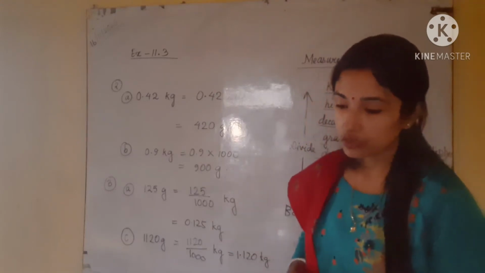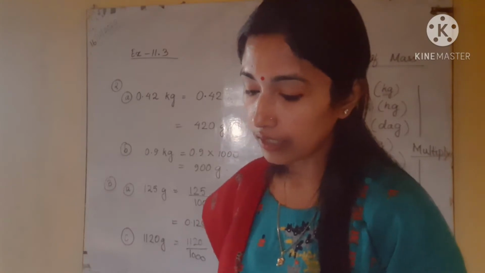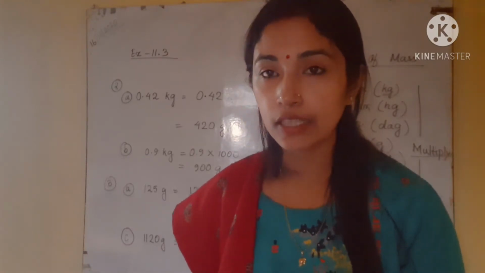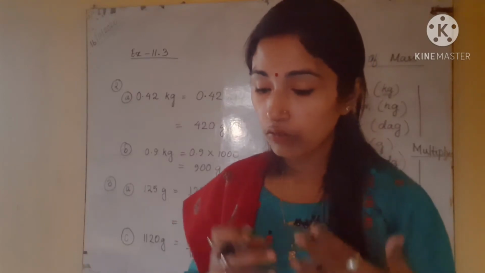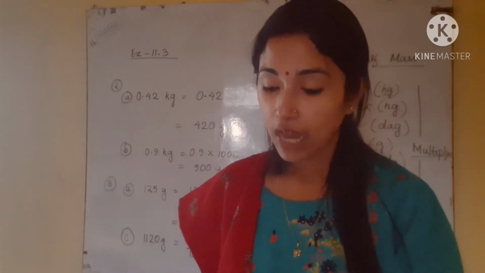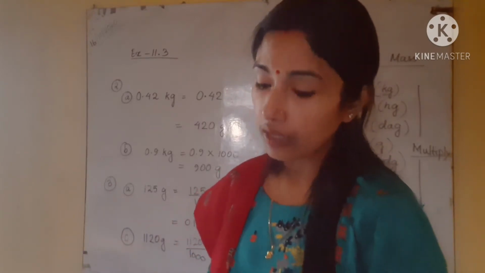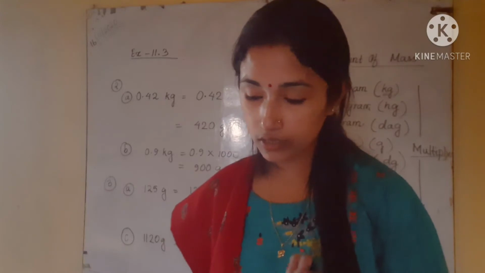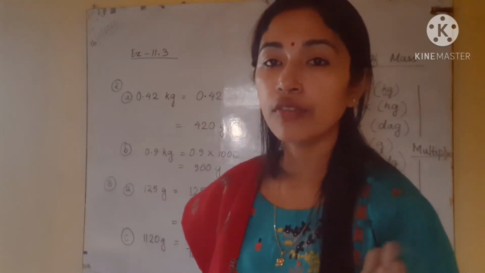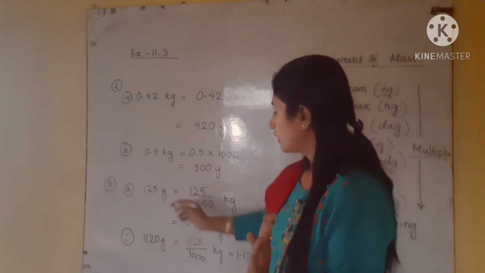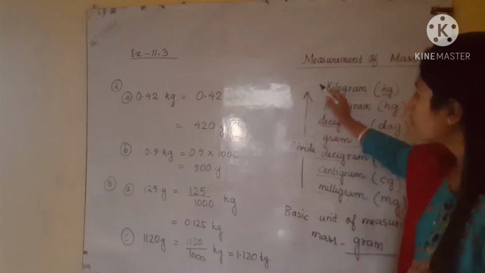In question number 3 you can see the first one, the weights are given in gram and we have to convert into kg, that means the converse, or you can say the reverse. In question number 2 we were converting from kg to gram, and here we have to convert from gram to kg. First one, the weight of a candle is given: 125 gram, and we have to convert it into kg. For converting gram to kg we have to go up.